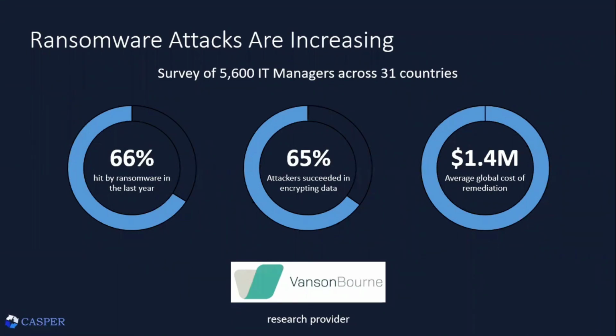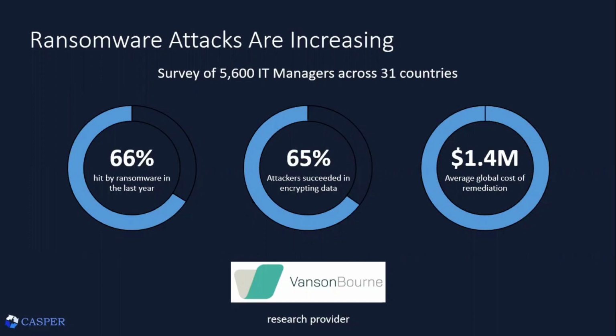A survey was done just about 2 years ago, carried out on over 5,600 IT managers across 31 countries. And 66% of the people that took part in this survey said they've been hit by ransomware in the past year. Out of 5,600, that's about 3,800 people, thereabouts, stating that they've been hit by ransomware. That's a very big number. And 65% of that 66% say the attack was successful and their data was encrypted.